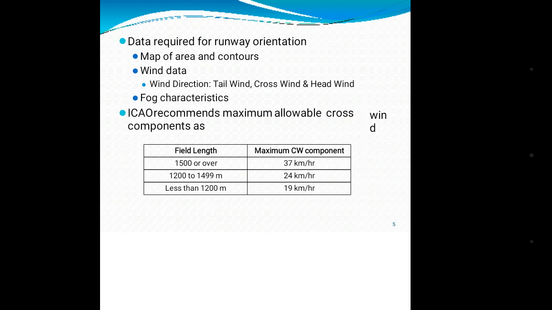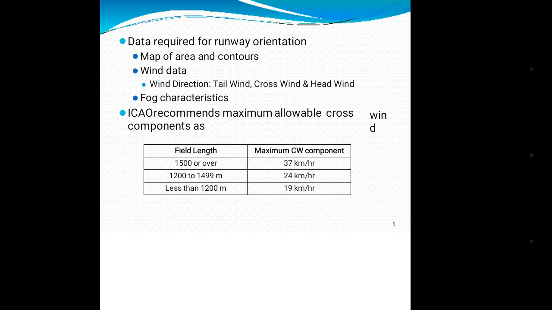Then data required for the runway orientation. Which data do we require? We require a map of the area and the contours. So for this we are going to plot the contours. A contour map should be there. Then wind data, in which we deal with wind direction, that is tailwind direction, crosswind components and headwind direction, and fog characteristics. Now the most important in this is our crosswind component. Already we have discussed it in our last lecture.